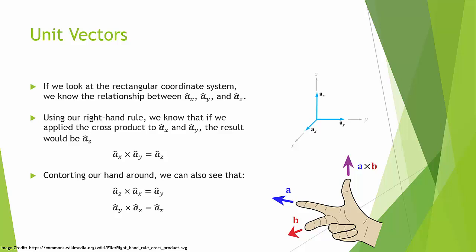And you've got to make sure that you use your right hand. But if you can manage to contort your hand around without breaking your wrist, and I don't want to see anybody coming into class with a wrist brace on because of it, you can see that a hat z crossed with a hat x is going to give you a hat y, and a hat y crossed with a hat z is going to give you a hat x. And you can kind of see this. For example, a hat z crossed with a hat x, you're taking your screwdriver and turning it from a hat z to a hat x. And if you curl your right hand in that direction too, your thumb is going to be pointing towards a hat y.